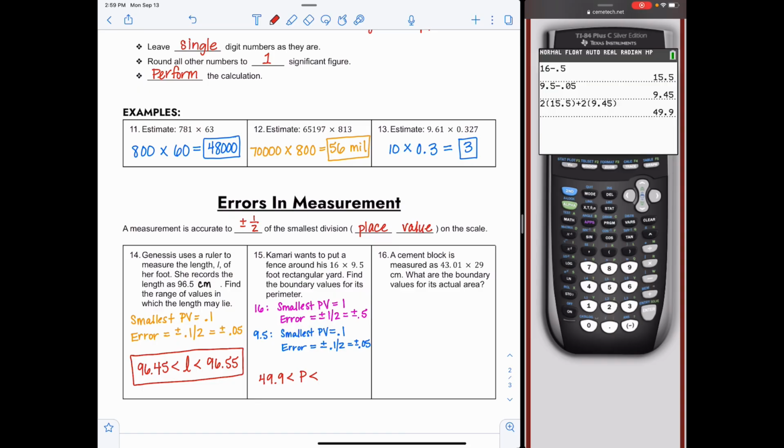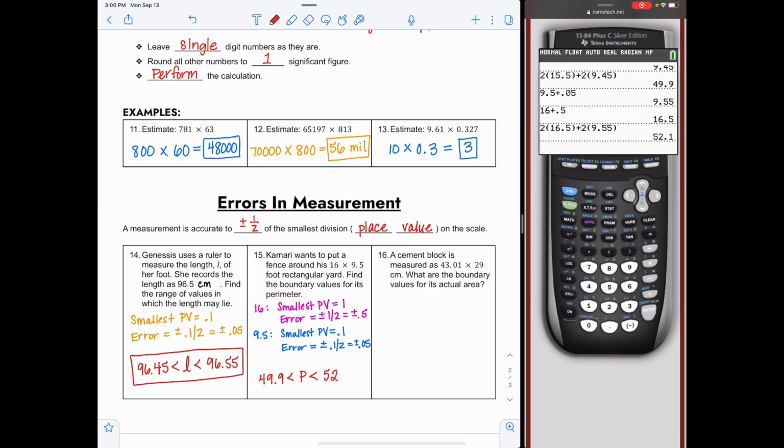Now we have to do the same thing for the upper bound. So I'm going to take 9.5 and I'm going to add 0.05 to it, and I have the upper bound of 9.55. Then I'm going to take 16 and add 0.5 to it, which means I'm going to have 16 and a half as my upper bound. So then I'm going to do my perimeter formula: 2 times 16.5 plus 2 times 9.55. And that gives me that my upper bound for my perimeter is going to be 52.1.